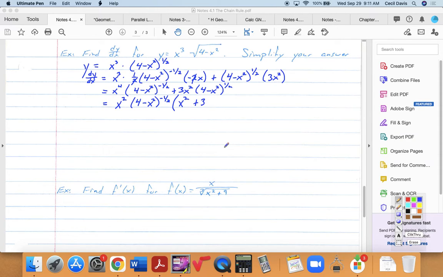And this is the part where students occasionally are unhappy about it, but just like we did here, when we factored an x squared out of x to the fourth, we just subtracted the exponents. We're going to do the same thing here. When we factor a 4 minus x squared to the negative 1/2 out of 4 minus x squared to the 1/2, we subtract the exponents. And something really cool happens. 1/2 minus negative 1/2 is 1. So that's going to be 3 times 4 minus x squared with no exponent on it at all.